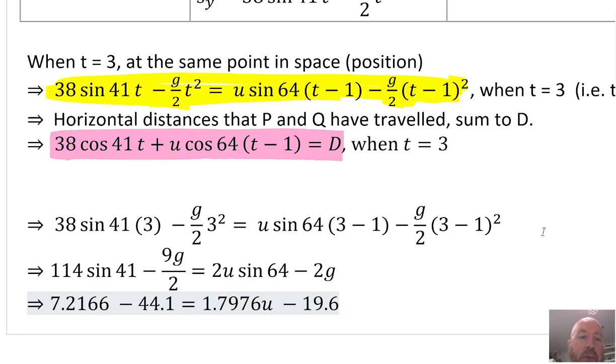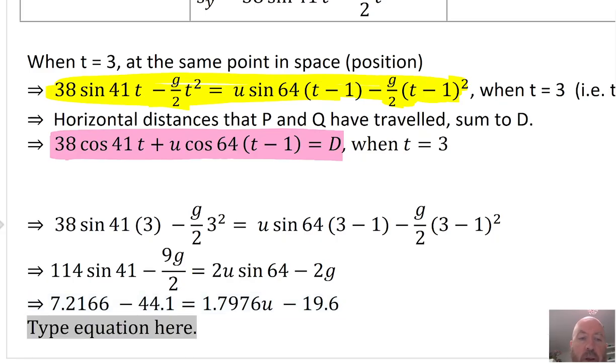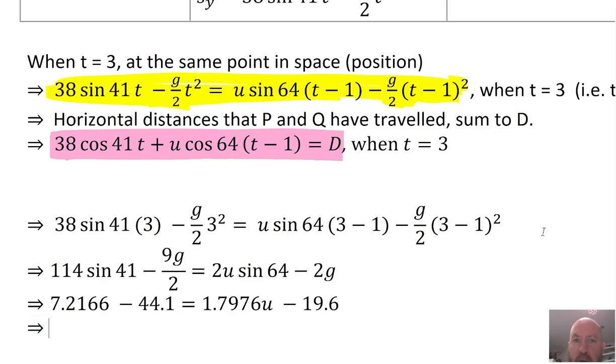Okay, so let's just throw all the non-u parts over to the left. So that gives us 7.2166 minus 44.1 plus 19.6, and I seem to have made a mistake. Excellent. What have I done wrong? Because I'm getting a negative number, and I shouldn't be getting a negative number, I think. As you know, I should be getting 28, and I'm getting something ridiculous. So what have I done wrong?